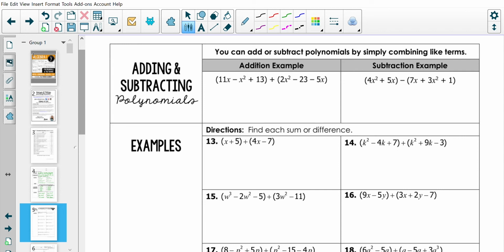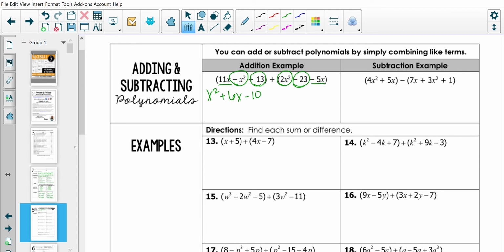So your largest exponent is squared. So you have negative x squared and 2x squared. When you add those together, what do you get? X squared. Okay, what comes next? The x's. So 11x plus negative 5x. Good. And then 13 plus negative 23. Minus 10. And that's your answer. It will be wrong if it is not in the correct order.